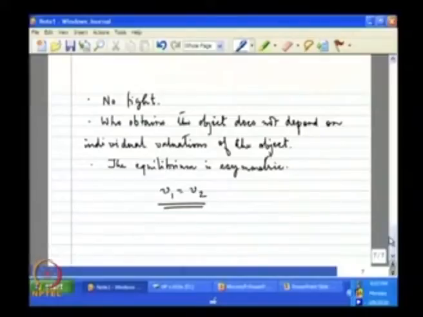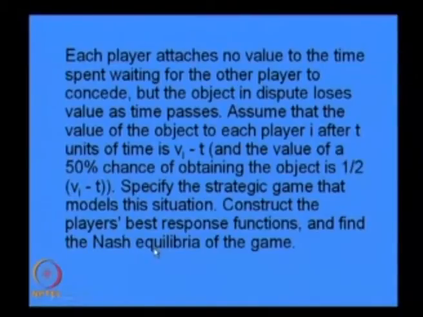Now, on this idea of war of attrition, we can look at some other aspects of it. This is a variation of the original game. Each player attaches no value to the time spent waiting for the other player to concede, but the object in dispute loses value as time passes. Assume that the value of the object to each player i after t units of time is Vi minus t, and the value of a 50% chance of obtaining the object is half of Vi minus t. Specify the strategic game that models this situation, construct the players' best response functions, and find the Nash equilibria of the game.